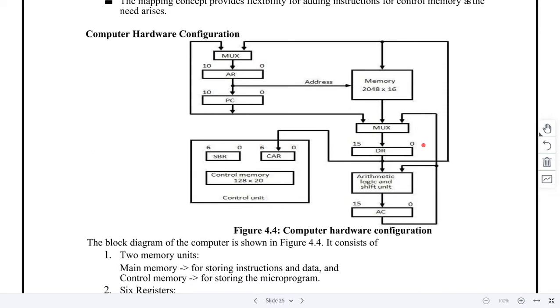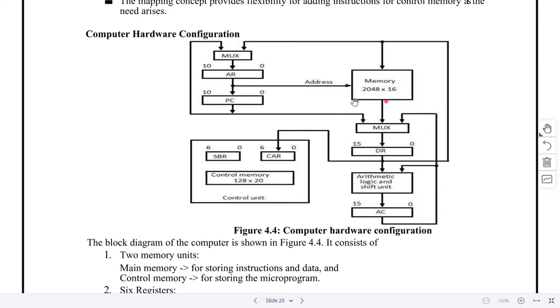Next, we are going to discuss the AR register. The AR register receives information in two ways: from the DR, and from the PC. It receives information from the PC to the address register, and also from the DR to the AR register. So DR to AR, and PC to AR.